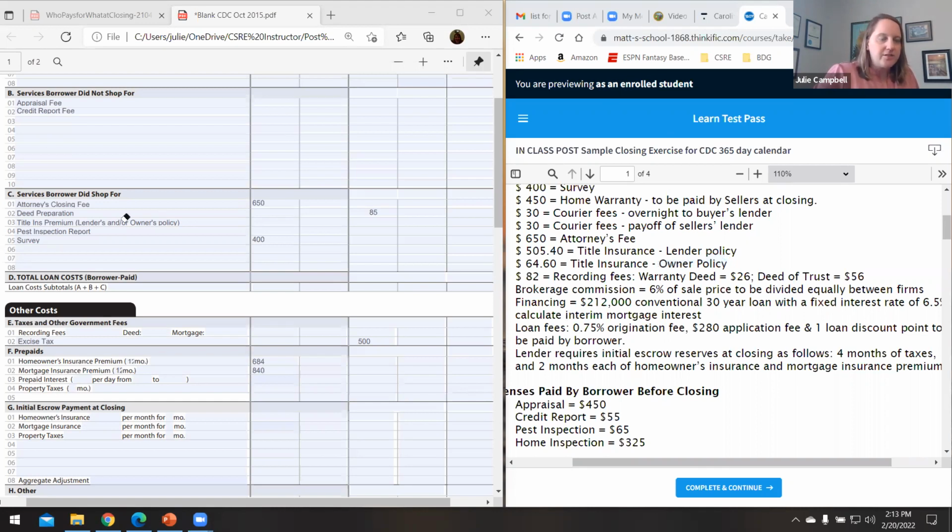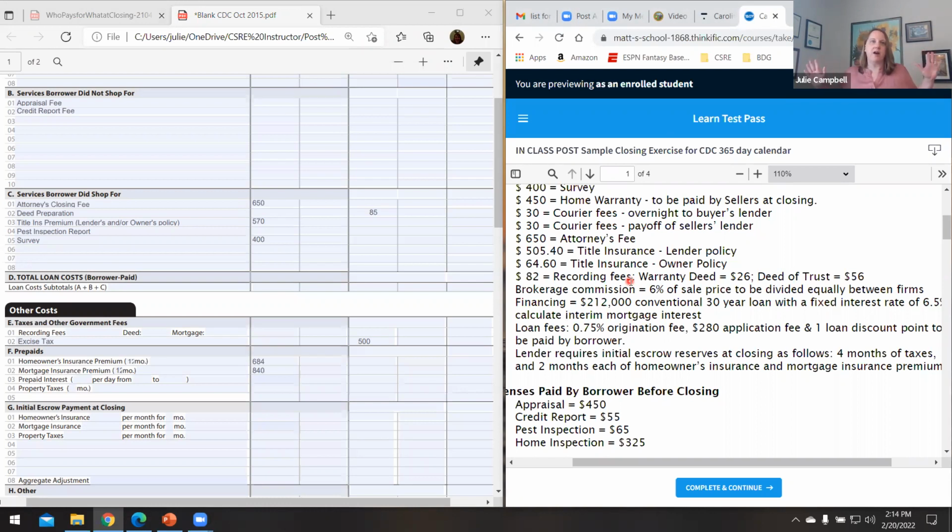And title insurance, C as in cat, 3. Title insurance premium, lender and or owner's policy, and you can just add them up. So the lender's policy is $505.40. And the owner's policy is $64.60 for a total of $570, buyer to pay at closing.